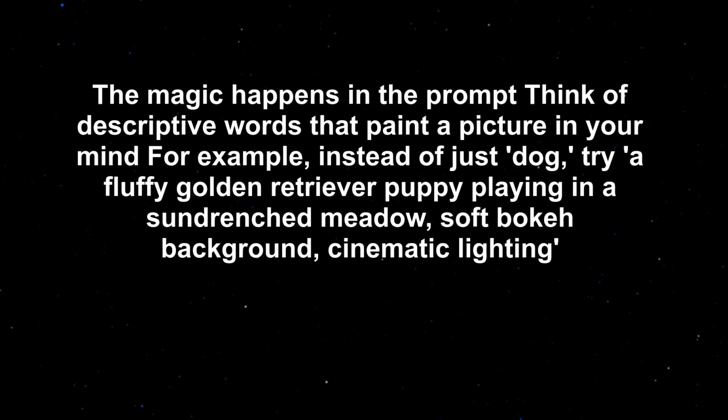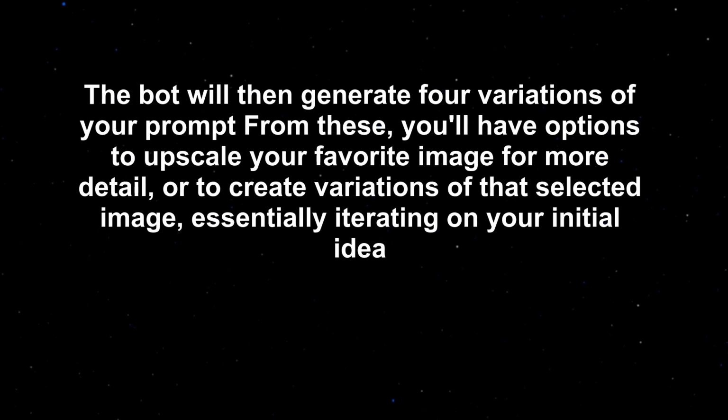The magic happens in the prompt. Think of descriptive words that paint a picture in your mind. For example, instead of just dog, try a fluffy golden retriever puppy playing in a sun-drenched meadow, soft bokeh background, cinematic lighting. The bot will then generate four variations of your prompt.